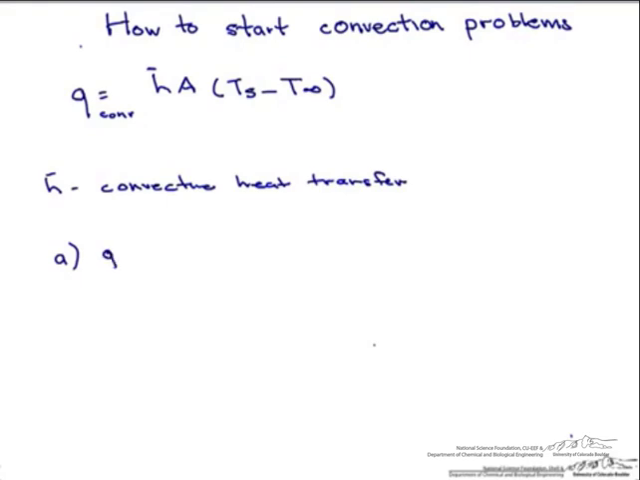So the first part is, what is the geometry? There are different correlations for different geometries, and what we'll usually be looking at is something like a flat plate or a cylinder or a sphere. So the first thing you determine is, which of these is it?